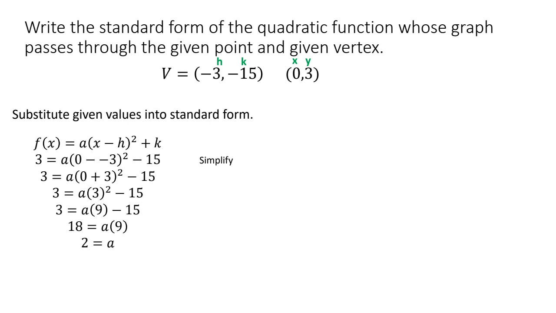So the equation in standard form, based on these 2 points, is f(x) = 2(x + 3)² − 15. Okay.